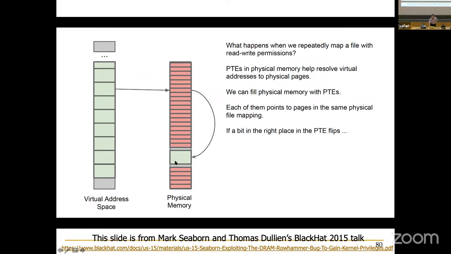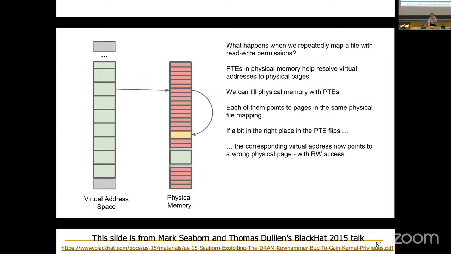That sounds good. But if I do a bit flip by doing a RowHammer attack, I can actually flip the bit in the physical page number in the page table entry over here to somewhere over here. So I gain access to some page table entry over here because I sprayed the memory with page table entries. That sounds good as an attacker, not as a defender.